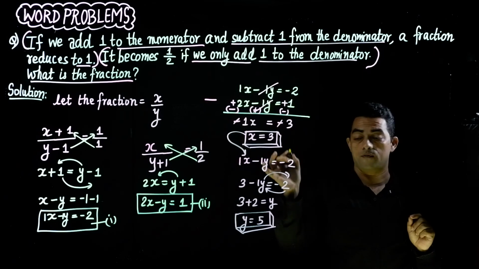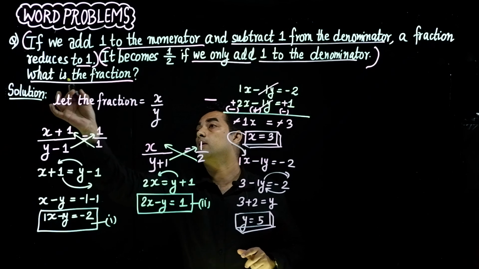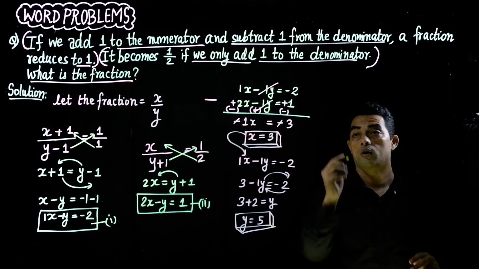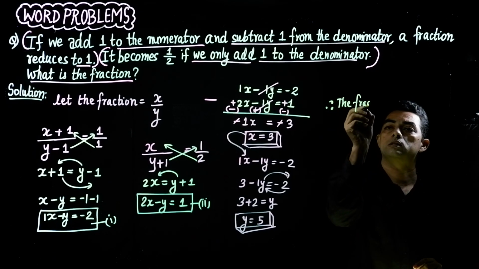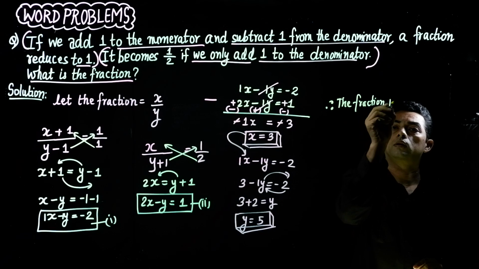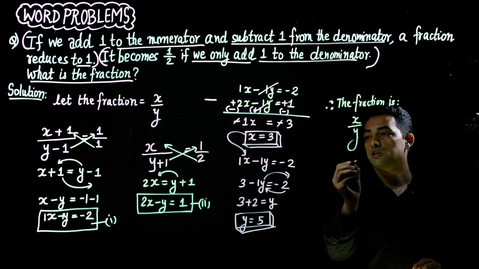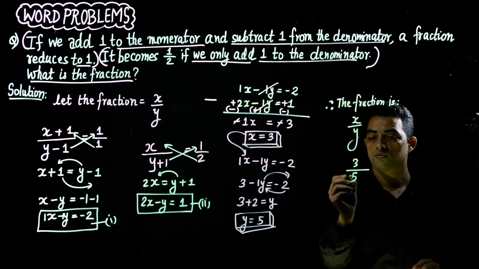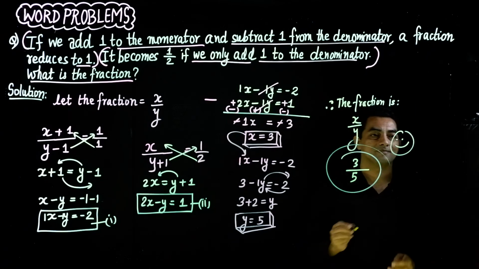You've got the value of x and the value of y. I told you this line is very, very important: what is the fraction? And you have taken the fraction as x over y. So they must be looking for that. Therefore, the fraction is, and that's very important, because it was x over y. So the fraction is, in place of x we can put 3, in place of y we can put 5. So this is our final answer. Right?